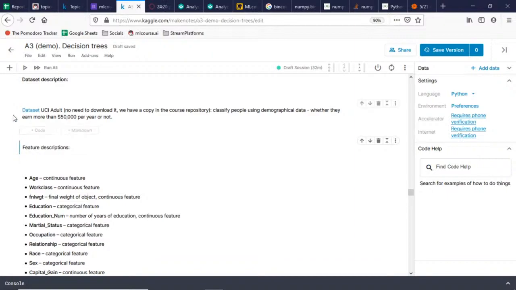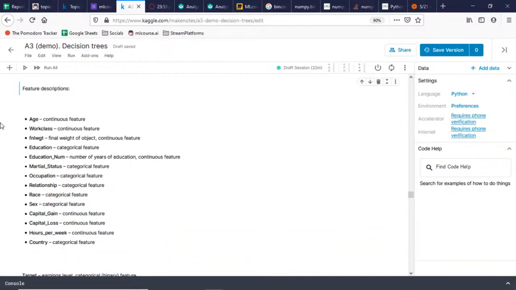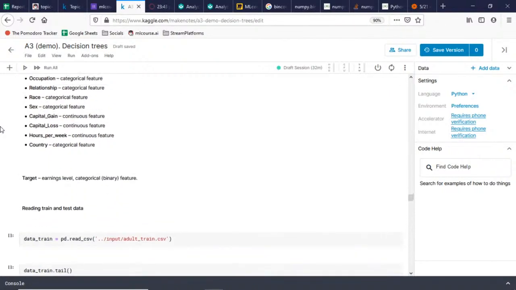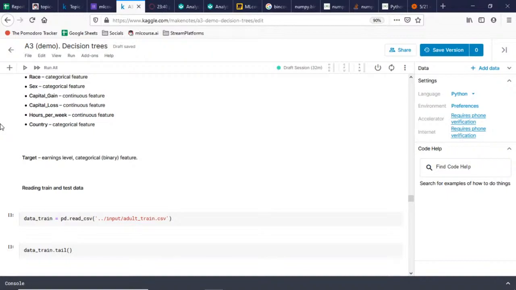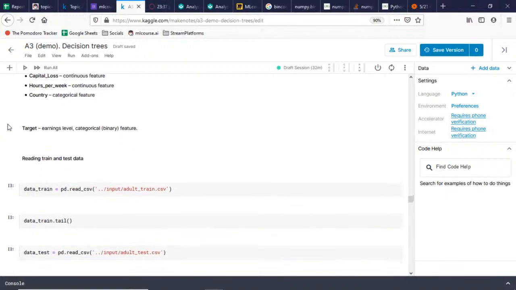Education, categorical feature. Education num, number of years of education. Marital status, categorical feature, occupation, relationship, race, sex, capital gain, hours per week, country, target, earning level, categorical binary feature.